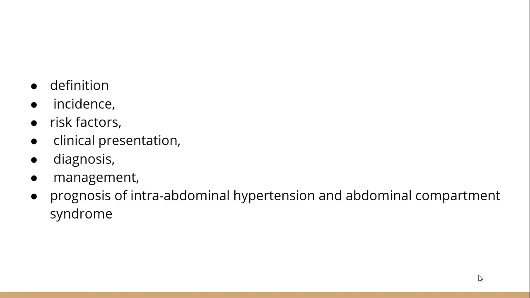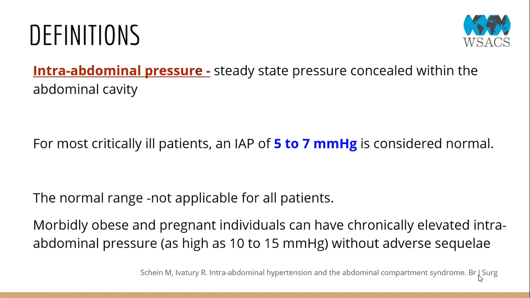I'm covering definitions, incidence, risk factors, clinical presentations, diagnosis, management, and prognosis of IH. These are the definitions given by the World Society of Abdominal Compartment Syndrome. First, intra-abdominal pressure. It is a steady state pressure concealed within the abdominal cavity.